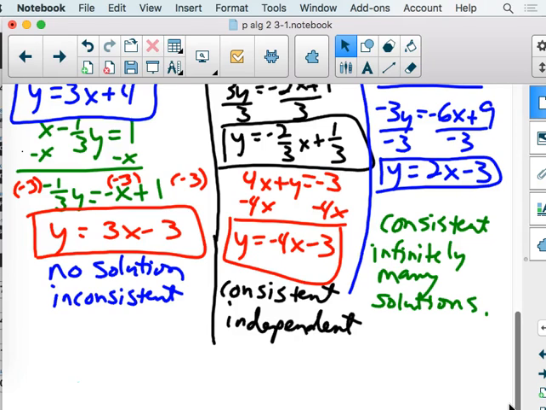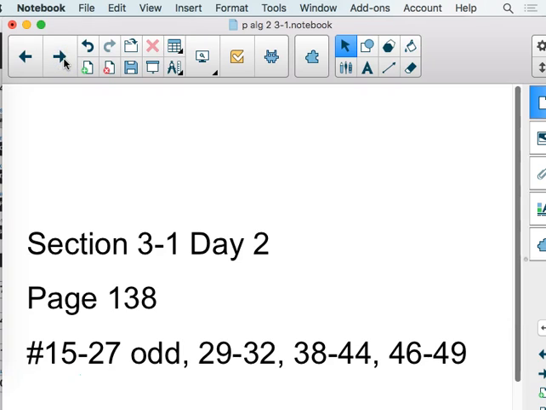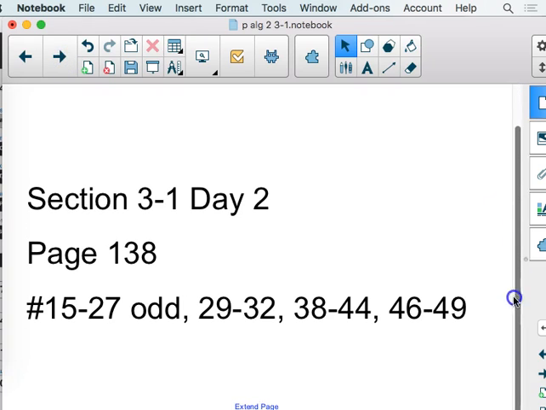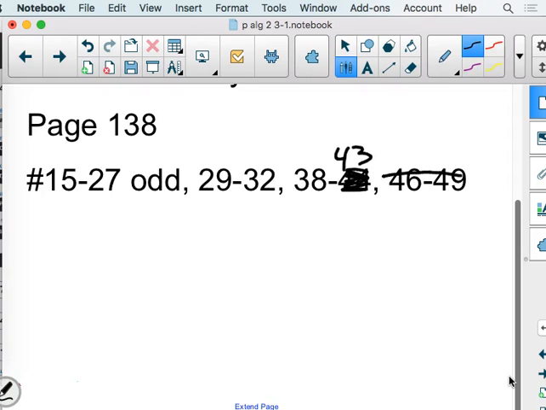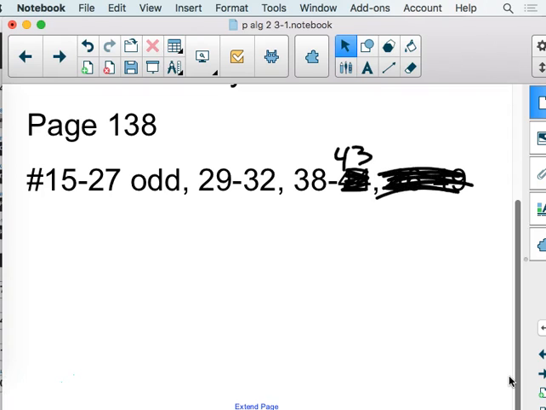All we have to do is basically get them solved for y, to just tell them consistent, inconsistent, independent, dependent. The rest of it is, yeah, we're going to use those graphing calculators. So I know I'm running short of time, but I need to lop a couple of these off. So we're going to go to 43, and then we're just going to stop. Right there.